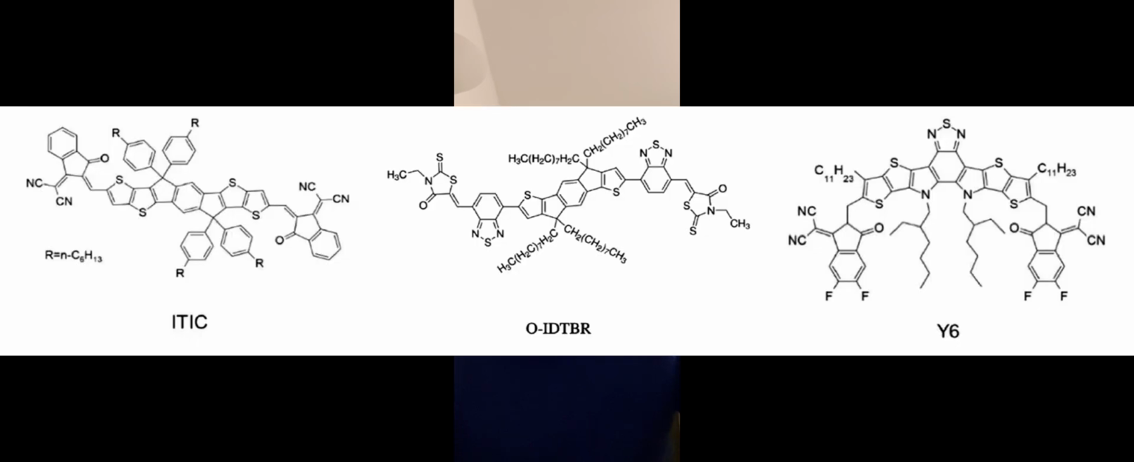In this article, we start from reviewing the main families of NFAs, namely based on ITIC, IDTBR and Y6 molecular structures. We illustrate the main chemical characteristics of each of them and the most relevant derivatives synthesized from 2015 and the improvements in solar cell efficiencies.